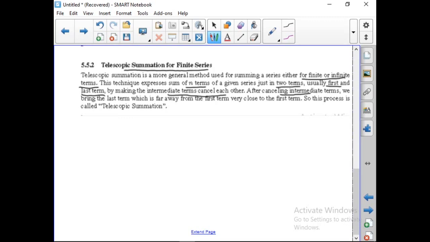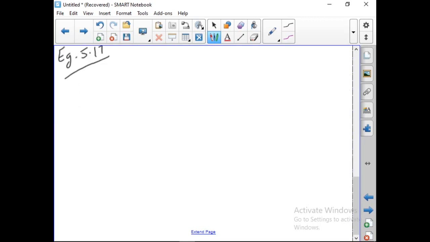telescopic summation. So, all the terms in between will get cancelled, and the first term and last term will remain. So, bringing the first term and last term closer is telescopic summation. So based on this we have examples 5.17 and 18. So we will do this now.